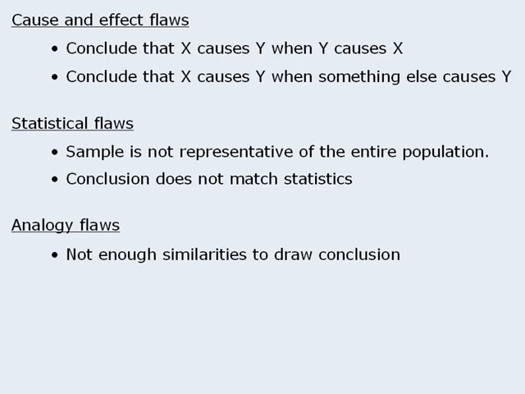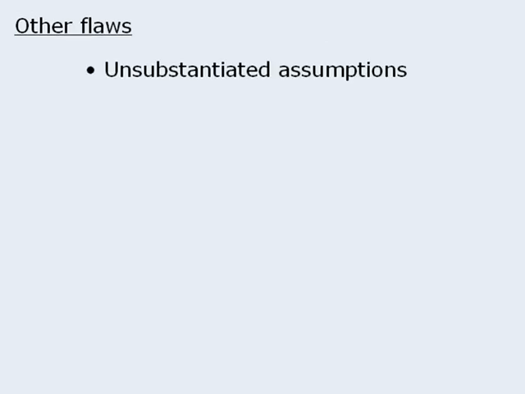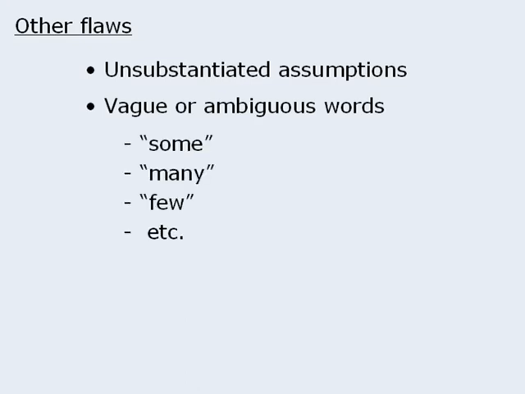Now, in addition to watching out for the flaws associated with the 3 most common argumentative strategies, you should also watch out for other common flaws. For example, watch out for any unsubstantiated assumptions the author makes in drawing a conclusion. Also watch out for the use of vague or ambiguous words. For example, words like some, many, and few can have many meanings, so an argument that uses these words may not provide the evidence required to justify the author's conclusion.